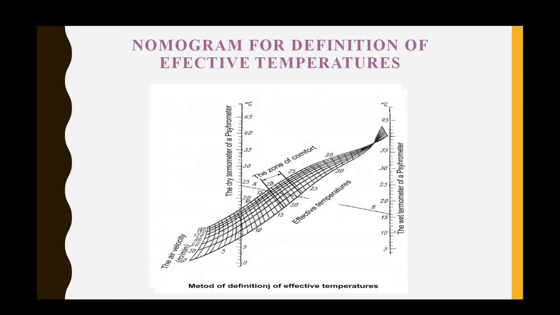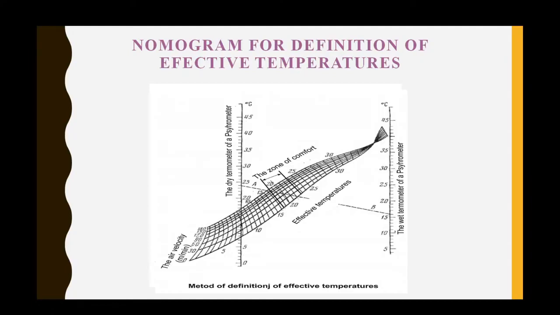Measuring of effective temperature may be done by such a special nomogram. For measuring effective temperatures, we use a device, a psychrometer, which consists of two thermometers, dry and wet. Here you can see the two scales of these two thermometers of the psychrometer. We connect by line the data which we can take from the device and put on this nomogram, this line is air velocity, and at the end point of intersection we put a line, it will be the effective temperature. So here we can see the zone of comfort.